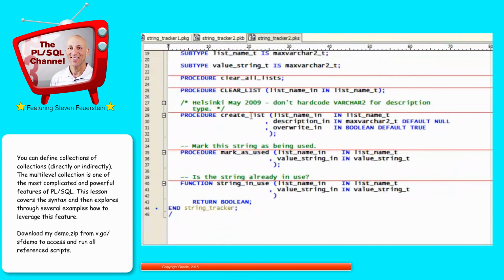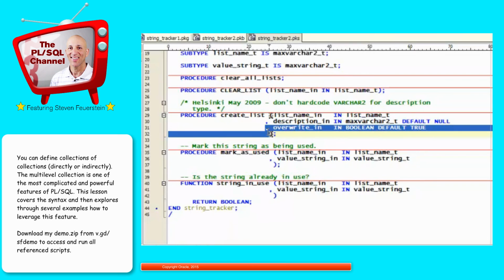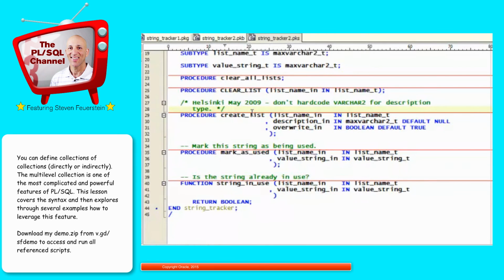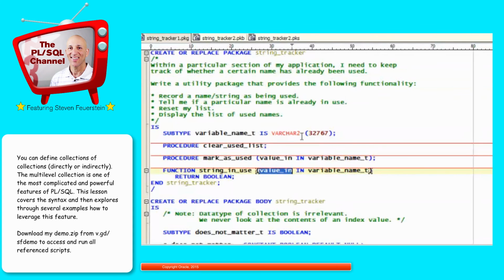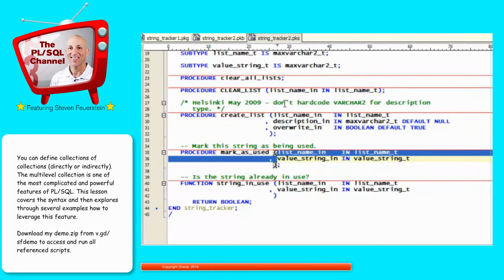I'm going to support the idea of creating a list. Pass in the name of the list, the description of the list, whether or not you want to override the existing contents of the list, and that will create a list for me. Then, I want to mark a string as being used in a particular list. I want to see if a string is in use in a particular list. So I have to add the list name to my parameters. So the package specification already exhibits the extension of functionality of this utility.